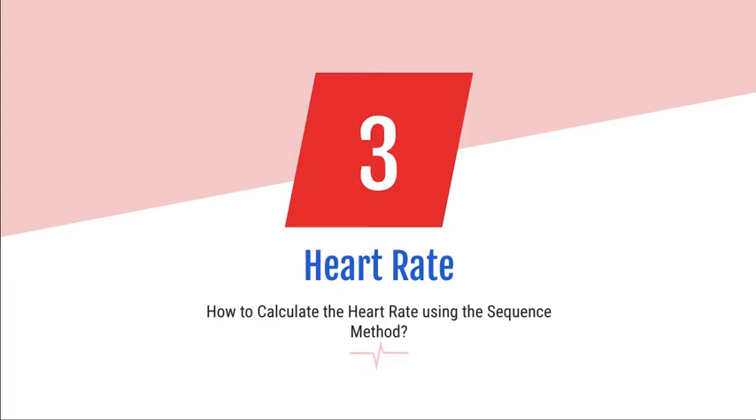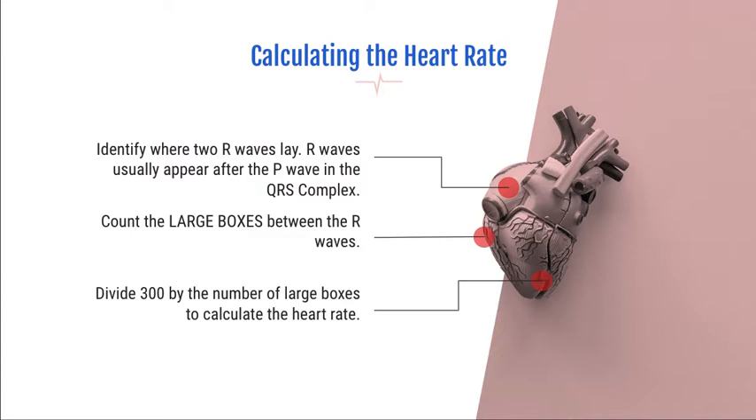3. Heart rate. How to calculate the heart rate using the sequence method. Calculating the heart rate. First, you have to identify where two R waves lay. R waves usually appear after the P wave in the QRS complex. And then step 2 is count the large boxes between the R waves. And step 3, divide 300 by the number of large boxes to calculate the heart rate. And in the picture shown before, we showed that the R waves are the two peaks after the P wave.